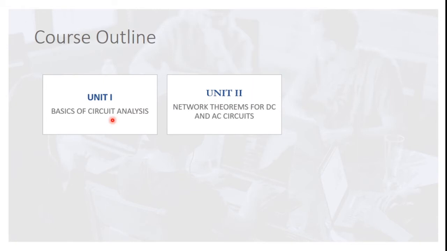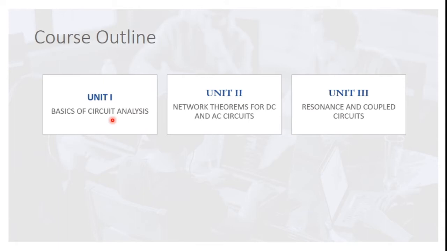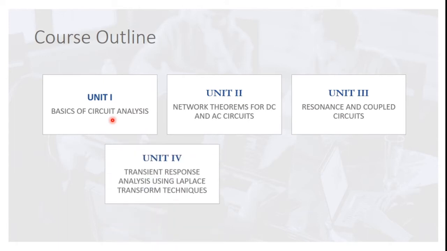Unit 2 is about network theorems for DC and AC circuits. Unit 3 is resonance and coupled circuits. Unit 4 is transient response analysis using Laplace transform techniques. And Unit 5 is two-port networks. So these are the 5 units that we are going to study. I'm not going to go in depth about Units 2, 3, 4 and 5. Let us mainly concentrate on Unit 1, which is the basics of circuit analysis.